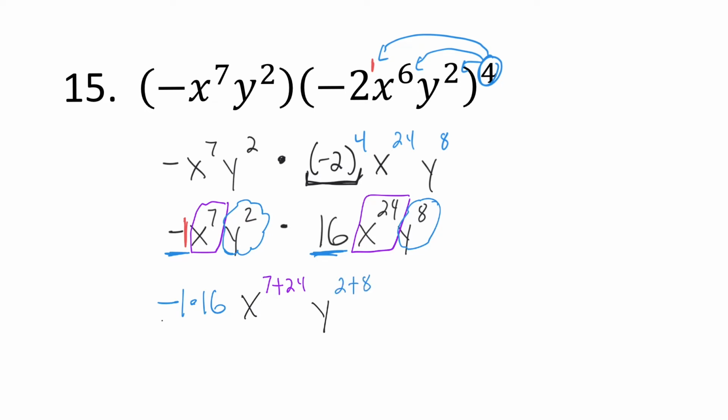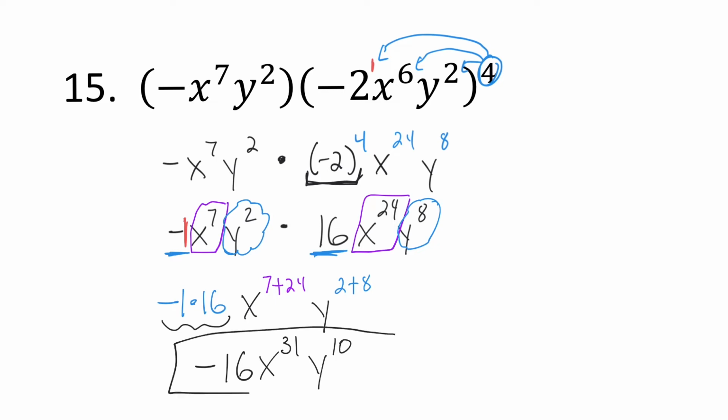So let's go back. Let's multiply negative 1 times 16. That's negative 16. When you have x, you add the exponents. Exponent of 31, that's for the x. And the y will be 10. So my answer is all of that.